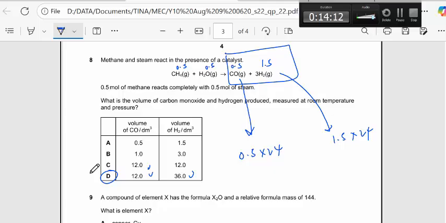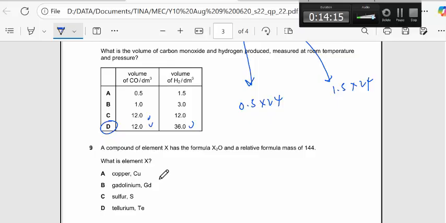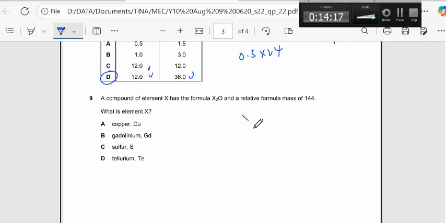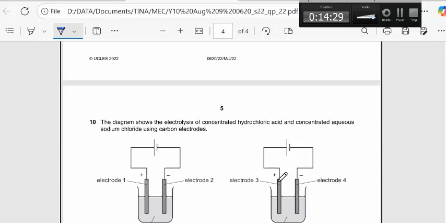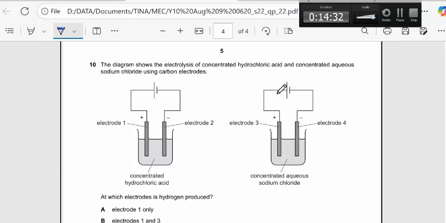Okay, the compound of element X has the formula of X2O. Copper. So the total is 144 copper. So you take 144 minus 16 and then divided by 2. Diagram shows that electrolysis of concentrated hydrochloric acid and concentrated aqueous sodium chloride. Okay, so hydrogen is always produced at the cathode. So it's 2 and 4.